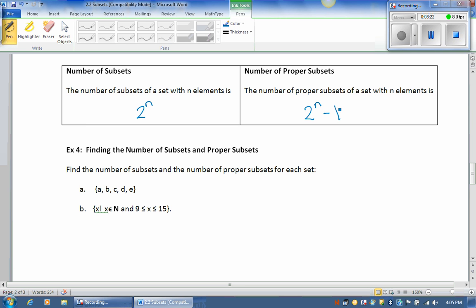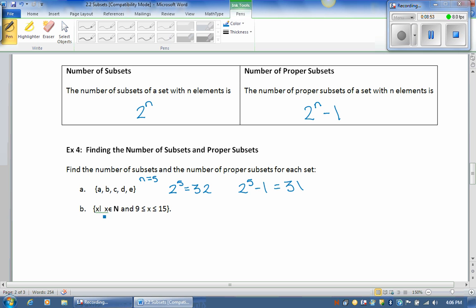All right, so let's see how we can find those. I'm going to find the number of subsets and the number of proper subsets for each. So I've got A, B, C, D, E. This is a set, right? I have 1, 2, 3, 4, 5. So the number of elements that I have is 5. So to determine the number of subsets, I'm going to be doing 2 to the 5th. Pop that right on my calculator, I get 32. The number of proper subsets is 2 to the 5th minus 1, which is going to be 31.